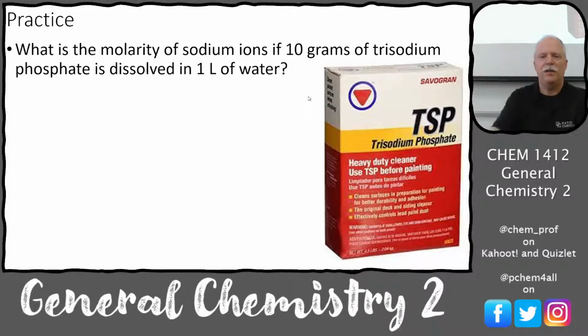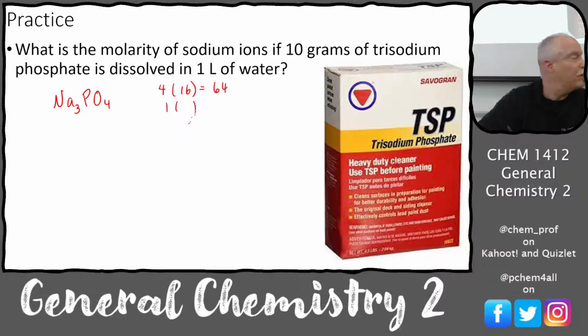So we need to know the molar mass. We have 10 grams of trisodium phosphate. So that's trisodium, Na3PO4. Help me out with the molar masses. I have 4 times 16. What is that? 64. And then I have a phosphorus. Where's phosphorus? I can't read that from here. Can you read that? 30.9? We'll go with 31. Okay, 31. So these are all grams per mole.